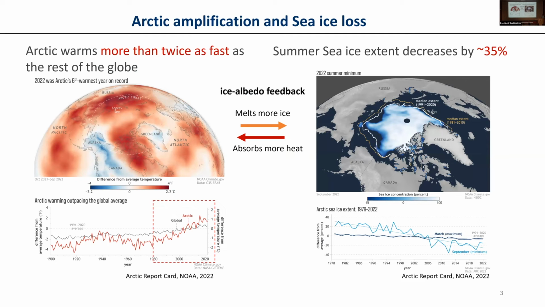As we know, the Arctic Ocean is the most sensitive region on Earth in response to climate change. Since the 1980s, the Arctic temperature has increased twice as fast as the global average, which is known as Arctic amplification. As a consequence, the summer sea ice extent has decreased by more than 35% in the same period. And these two trends are likely to continue in the next few decades as the ice albedo feedback keeps working.